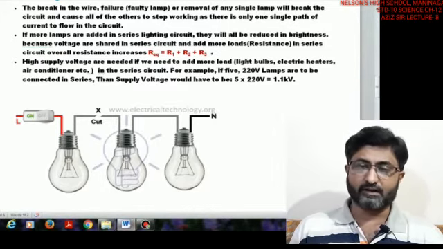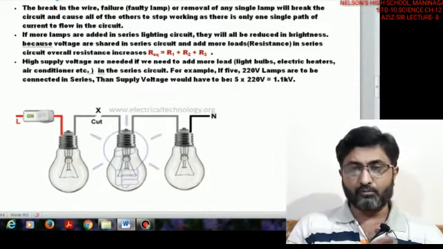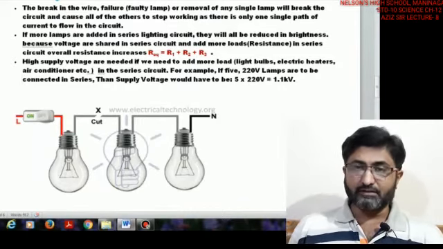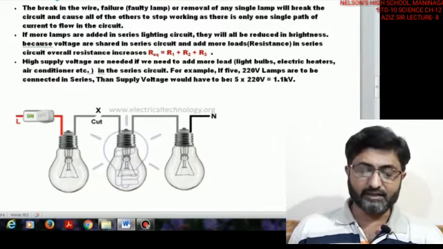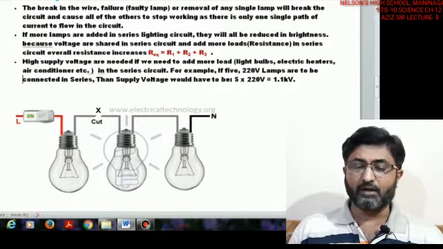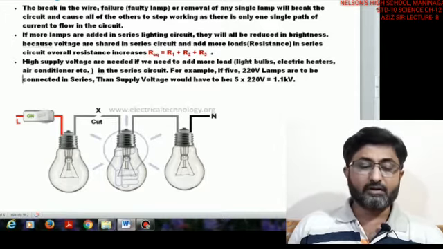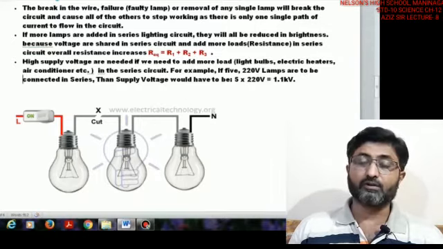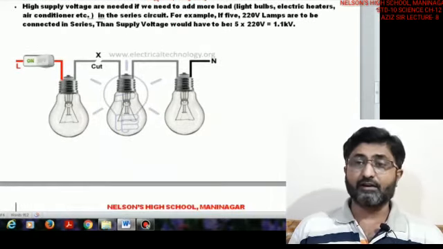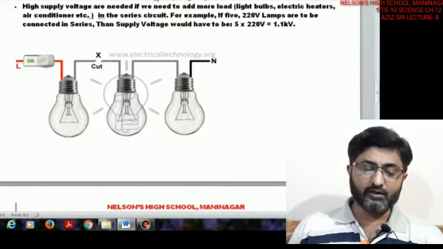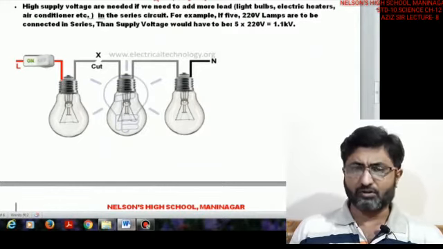That means if the load of the circuit is high, and we are putting everything in series connection, like light bulbs, electric geysers, washing machines, air conditioners, etc., into the series. Now if we take an example here, if 5 lamps of 220 volts are connected in series, that means 5 multiplied by 220 volts is equal to 1.1 kilovolts, that is 1100 volts, that means 1100 volts is required to light up that many bulbs, which is not possible.